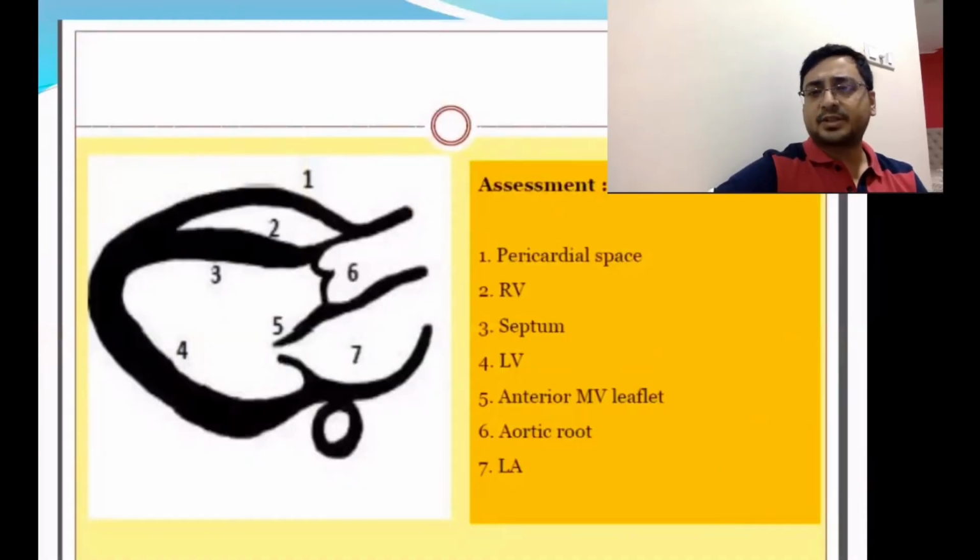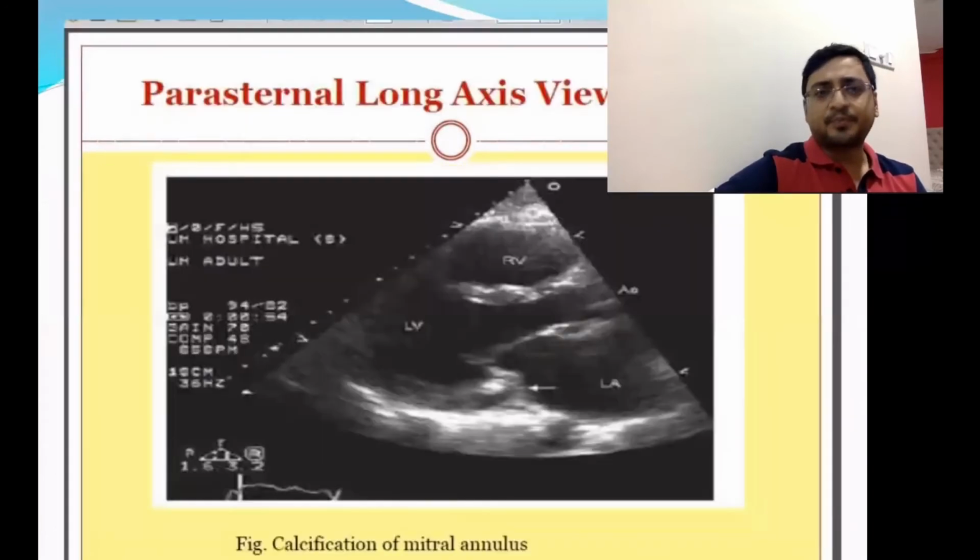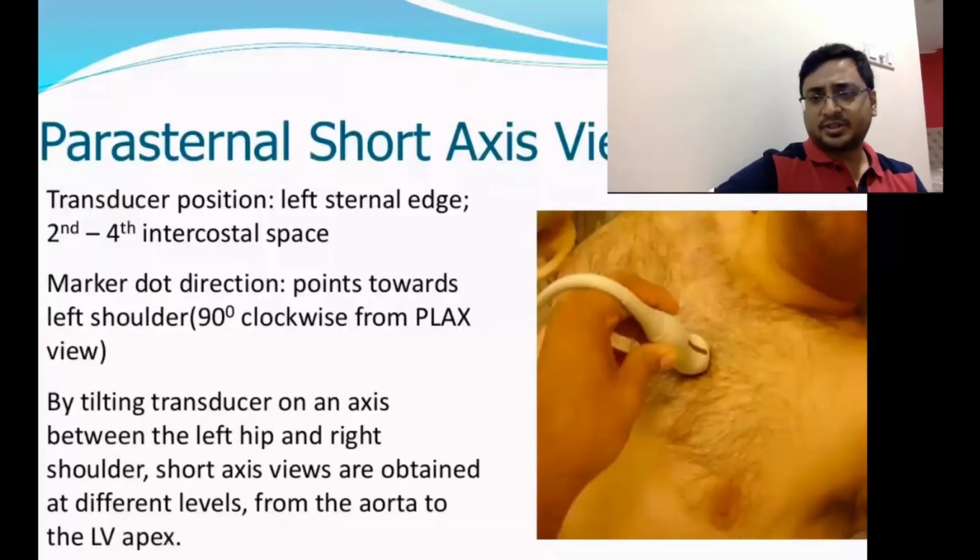These are the structures identified on the right side of the screen: one is the pericardial space, two is the right ventricle, three is the septum, four is the left ventricle, then the anterior leaflet, aortic root, and LA. You get accustomed to it the more time you spend on it. Here you can see the mitral valve, with the posterior leaflet a little bit whitish, indicating calcification. These are disorders that can be easily diagnosed in the parasternal long axis view.